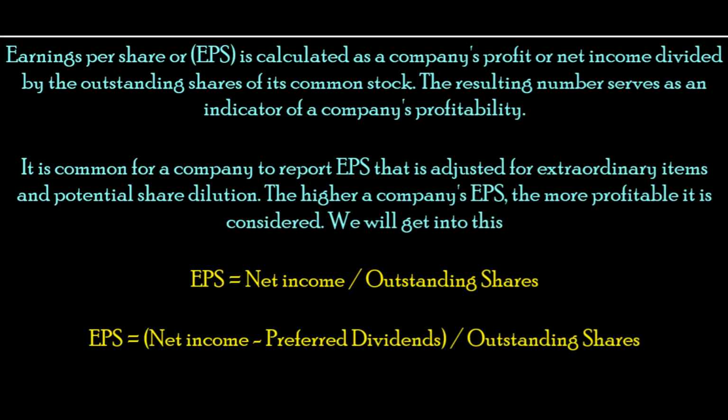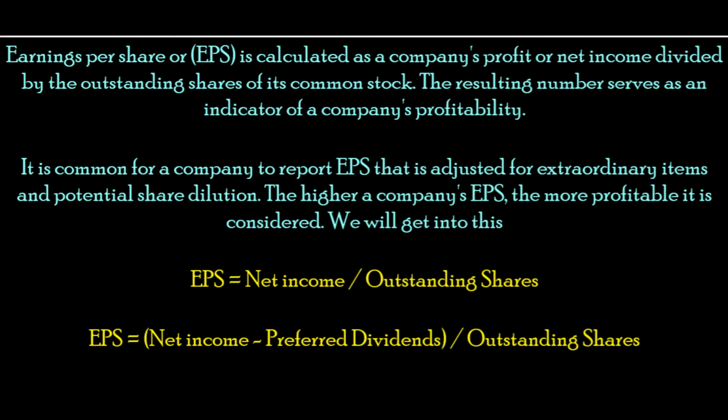Earnings per share, or EPS, is calculated as a company's profit or net income divided by the outstanding shares of its common stock. The resulting number serves as an indicator of a company's profitability. It is common for a company to report EPS that is adjusted for extraordinary items and potential share dilution. We will get into this later in the video. The higher a company's EPS, the more profitable it is considered. For now, EPS is just net income divided by the outstanding shares of the company.